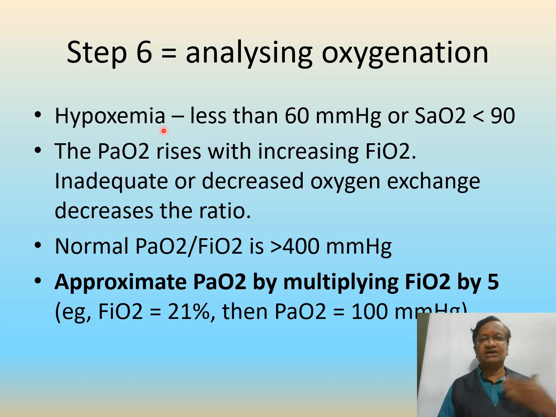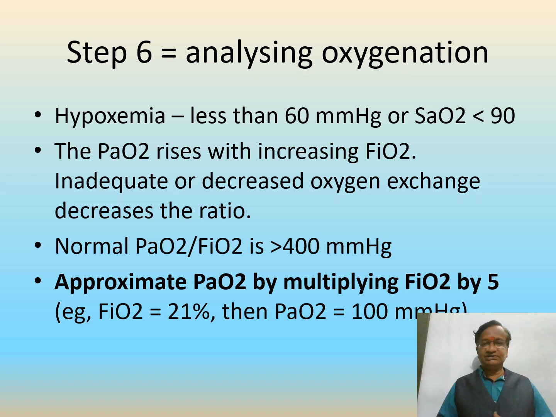Now, step 6 is simple. Hypoxia is there or not there? PaO2 less than 60, saturation less than 90. The PaO2 rises with increasing FiO2. All these values are only for room air. If the patient is given oxygen 40%, then 60 is abnormal. So normal PaO2 divided by FiO2 is more than 400.